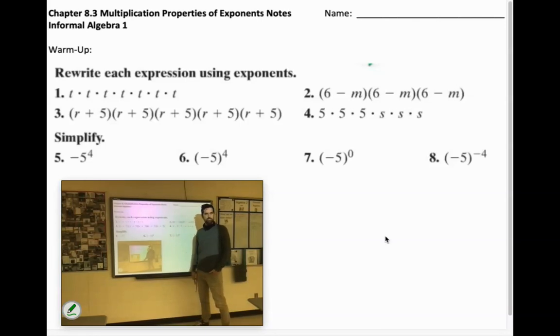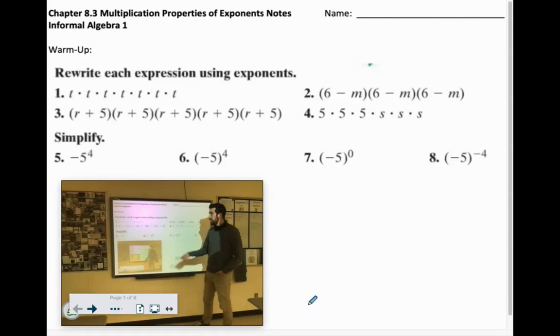Let's get warmed up for this section. 8.3, let's get at it. Rewrite each expression using exponents.